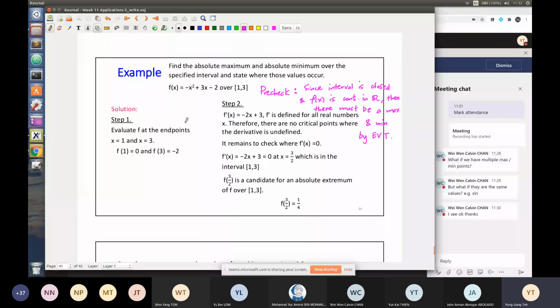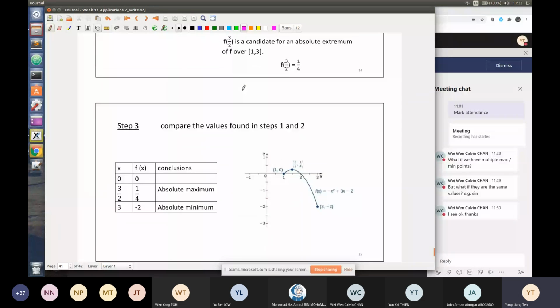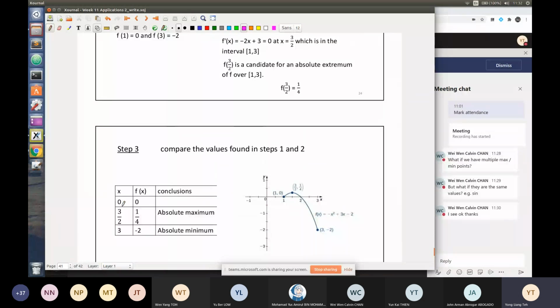So hence you do step 1. It's possible that you interchange step 1 and step 2, doesn't matter. So let's evaluate f at the endpoints first. We can clearly observe that f at 1 is equivalent to 0, f at 3 is equivalent to -2. Let me see if they draw a table. Yes, you can see 0 and -2 respectively. So they got these two values from step 1.